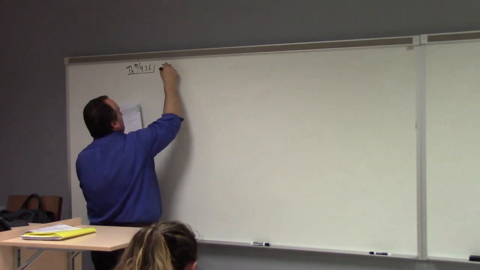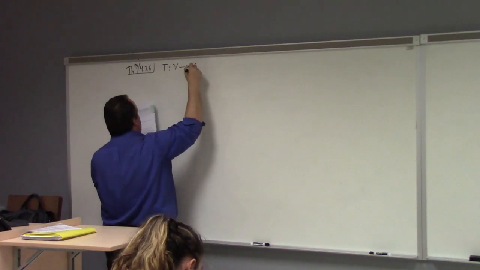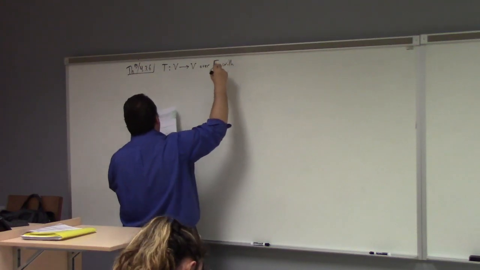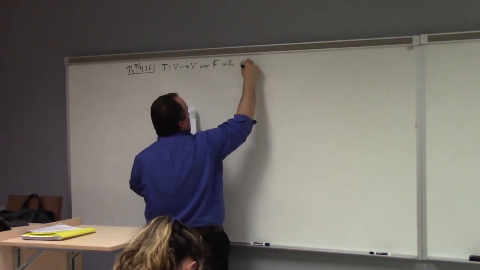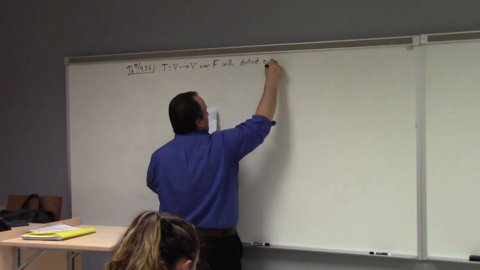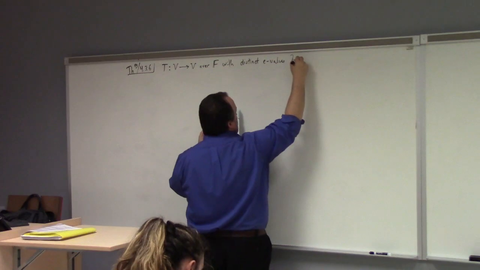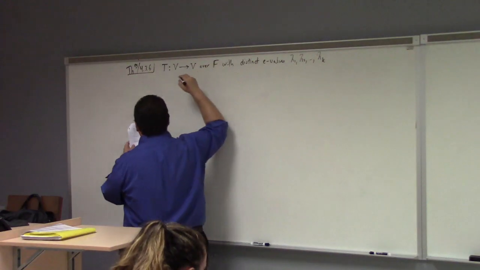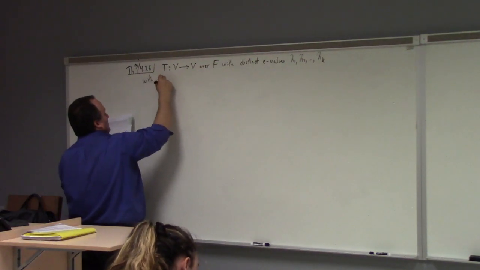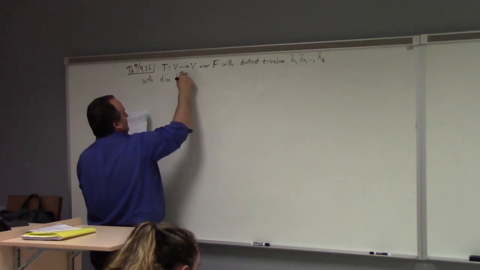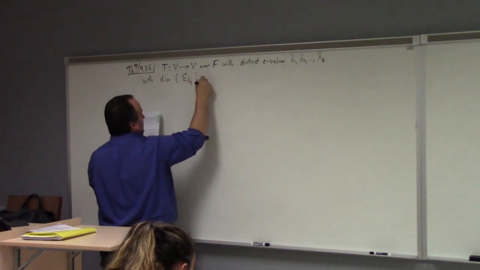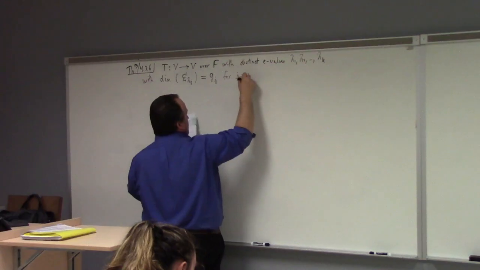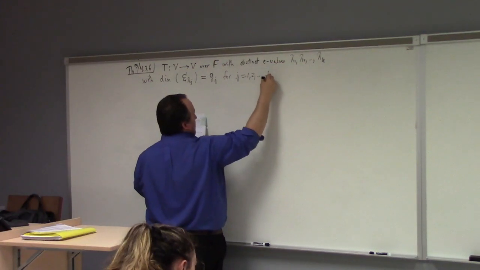And so here we have T, a linear transformation from V to V as usual, over F with distinct eigenvalues, lambda 1, lambda 2, lambda k, with the dimension of E sub lambda j equal to G sub j for j equals 1, 2, dot, dot, dot, k. What are those that I just called?